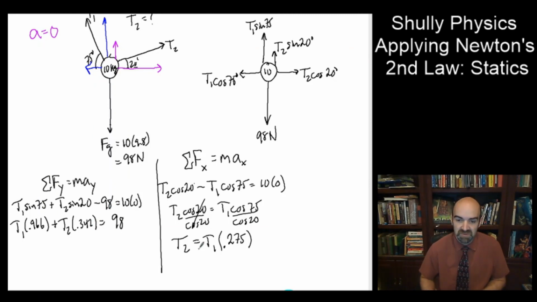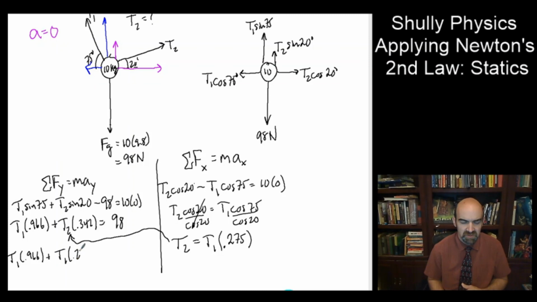I've already got this one set up for what T2 represents, so I'm going to take this value and substitute it over here for T2. We're solving by substitution. That'll give us an equation with just T1 as the unknown. So I'll rewrite that: T1 times 0.966 plus T1 times 0.275, which is what we're substituting in for T2, but don't forget to multiply by the 0.342 out here. That equals 98.